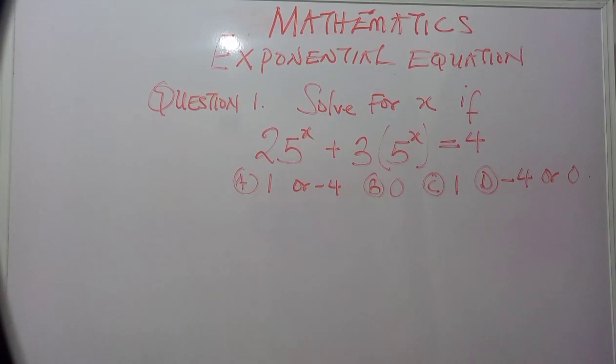The problem states: solve for x if 25 raised to power x plus 3 open bracket 5 raised to power x close the bracket is equal to 4. And we are asked to evaluate to find the value of x. So this is quite simple but very logical, and we'll be solving it now. So pay attention while we solve.